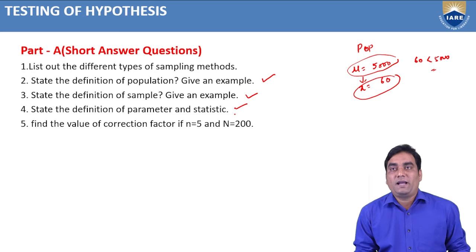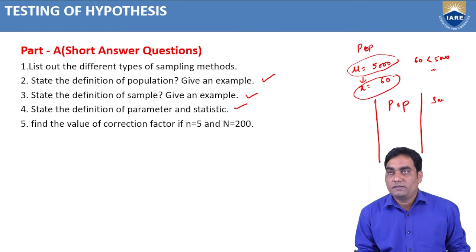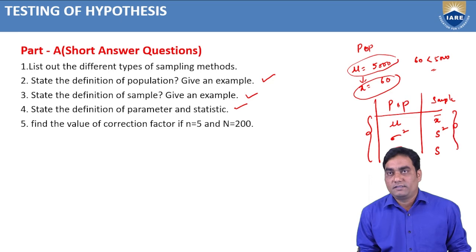State the definition of parameter and statistics. We divided into population as one part and sample as the other. Population mean is the symbol mu, variance sigma square, standard deviation sigma. Coming to the sample, the mean of the sample is x bar, the variance of the sample is s square, and the standard deviation of the sample is s. These are the different parameters and statistics.